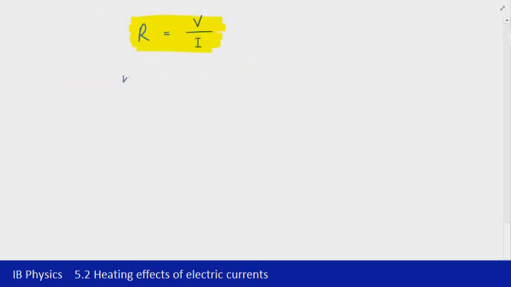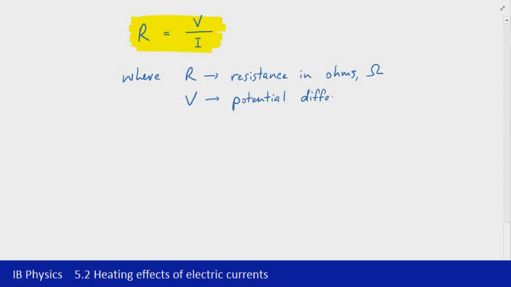The symbols that we're using there are important to note again. So R is the resistance in ohms, so it's spelt OHMS, and the symbol for it is the Greek letter omega. V is the potential difference across that resistance, and as we know, potential difference is measured in volts, and I is the current in amps. So there's the definition, as I said, for resistance.